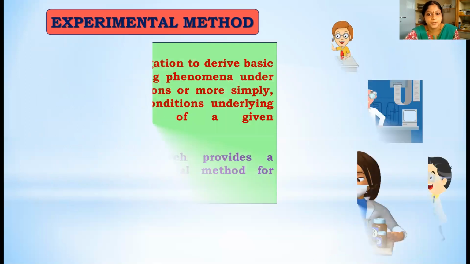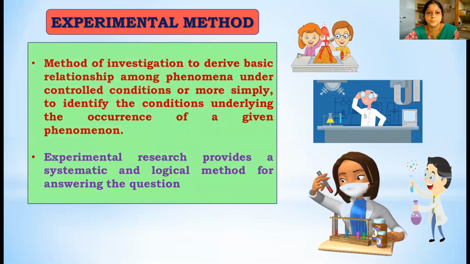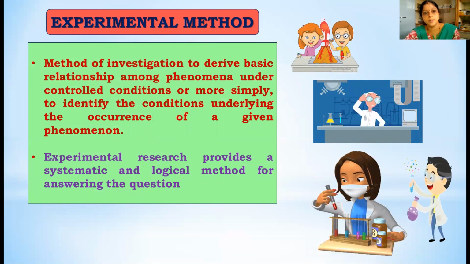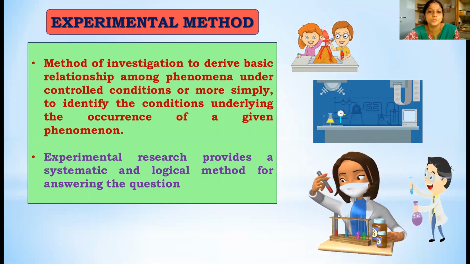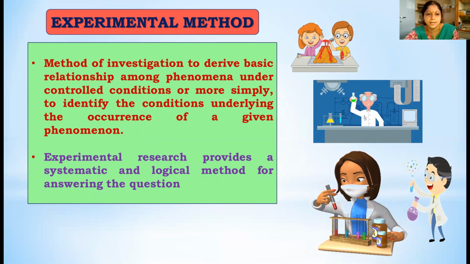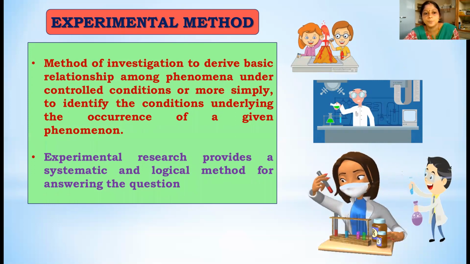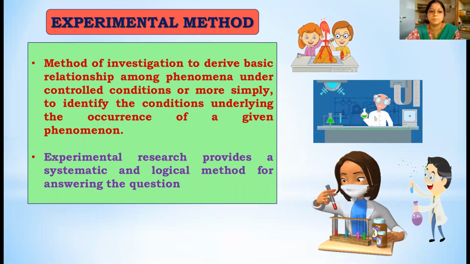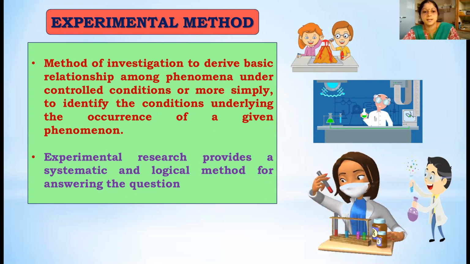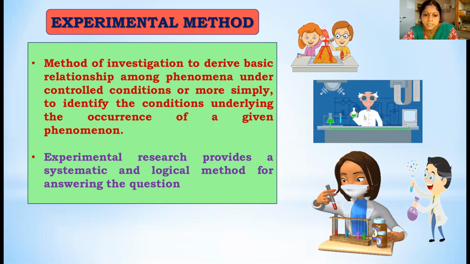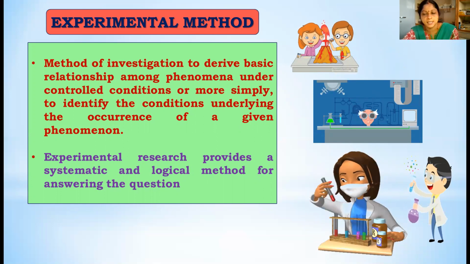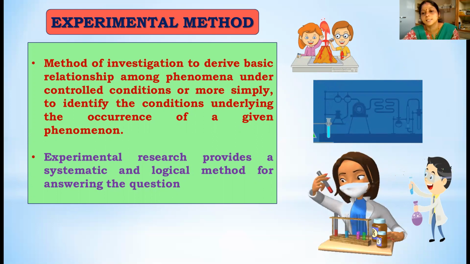And the next is the experimental method. You know that experiments are conducted in the lab. So how is it suitable for our social science research? The experimental method is also used in social science research. It is similar to the investigation which is done in a laboratory. Here we conduct the research in such a way as to know the relationship between the controlled conditions and other simple or identifying conditions underlying the occurrence of a given phenomenon. The experimental research provides us a systematic and logical method of answering the question.